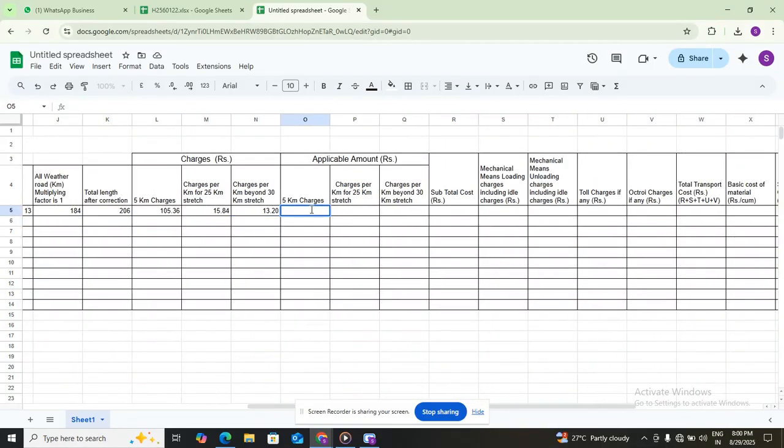Up to 5 kilometers the charge is the same. There is no change in the 5 kilometers. After 5 kilometers, the charge per kilometer for 25 kilometers is the applicable amount. This is only 1 kilometer. Charges per kilometer for the 25 kilometer stretch we need to apply from 5 to 30. We have already added 5 kilometers before, remaining is 25.